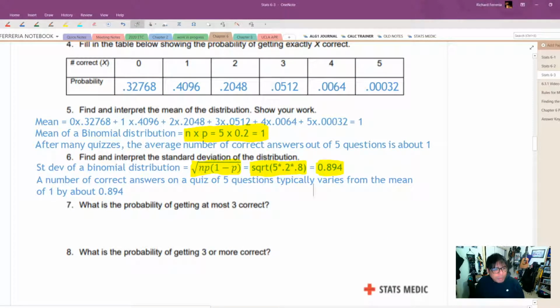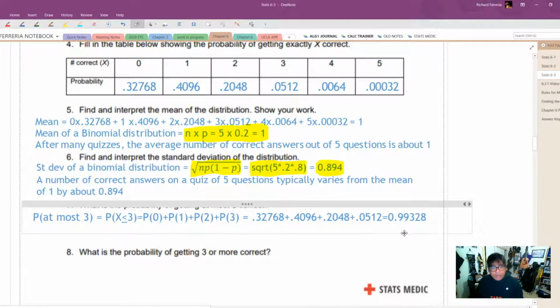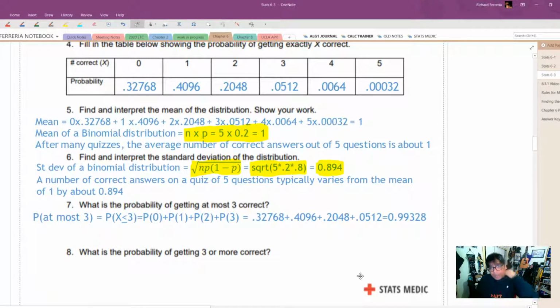How about the probability of getting at most 3 correct? That probability can be interpreted as the probability that x, the number of correct answers, is less than or equal to 3. So we just need to look for how many of the outcomes correspond with x being less than or equal to 3. And that's the outcomes 0, 1, 2, and 3. We know the probabilities associated with those outcomes, so we can just add all of those probabilities together, and that gives us 0.99328.